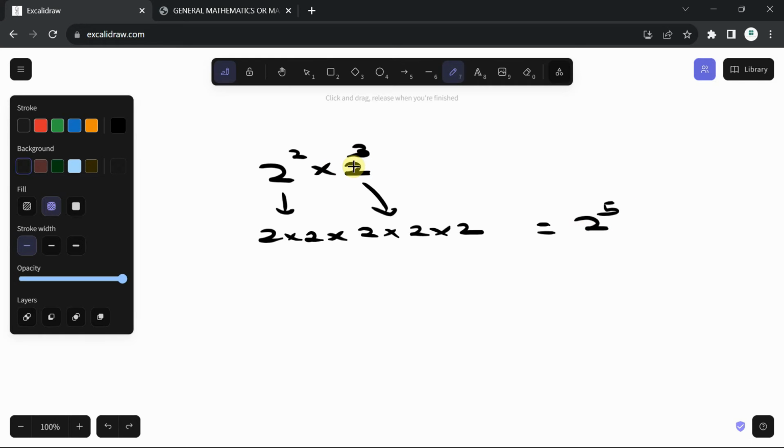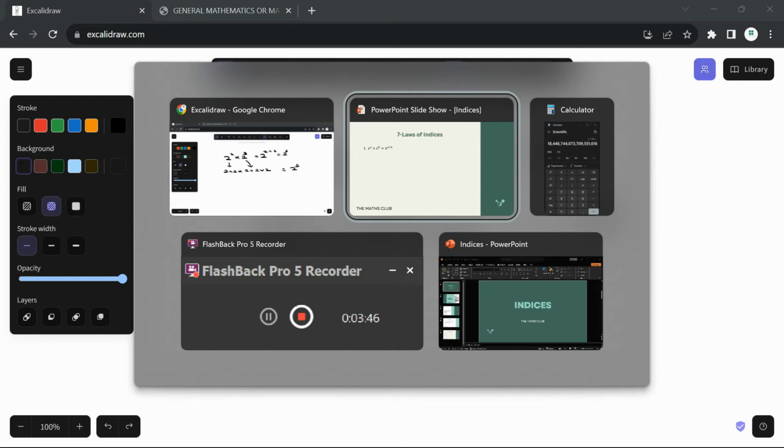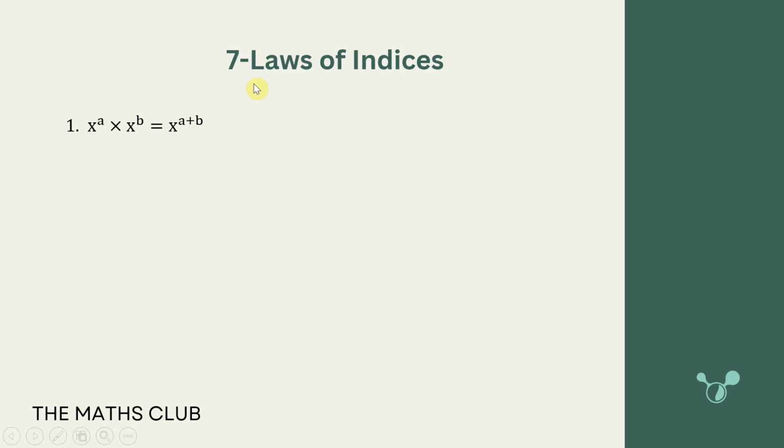That means I could have just said, since they share the same base and it is multiplication, I can just add their powers, 2 plus 3, so that's 2 raised to the power of 5. You can see we had the same thing. This is in line with the law of indices that x raised to the power a times x raised to the power b is equal to x raised to the power a plus b.